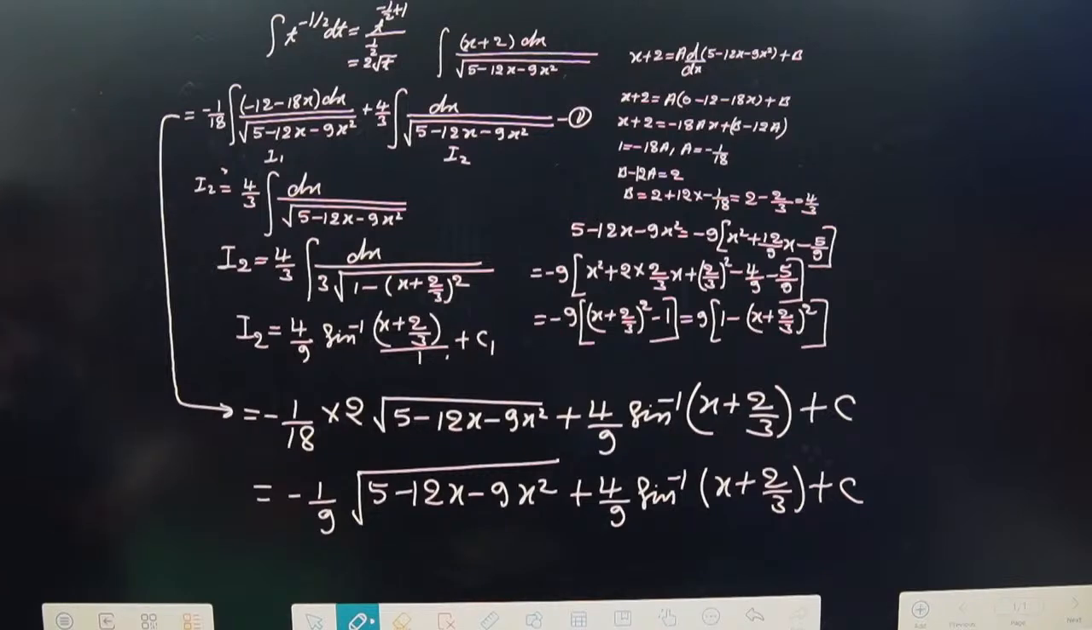So minus 1 by 9 under root of 5 minus 12x minus 9x square plus 4 by 9 into sine inverse x plus 2 by 3 plus c. Okay, this is the right answer. If anyone face any doubt at any step, simple, very simple. Always follow method one by one.